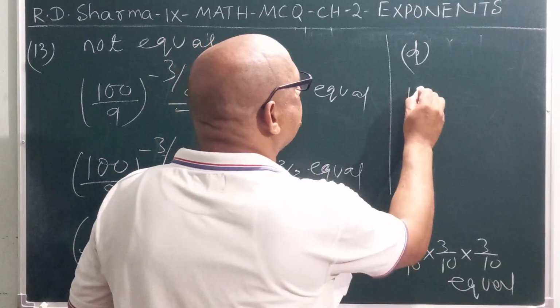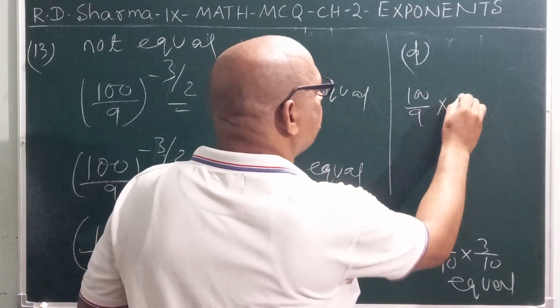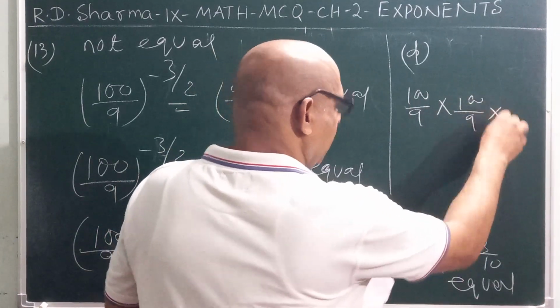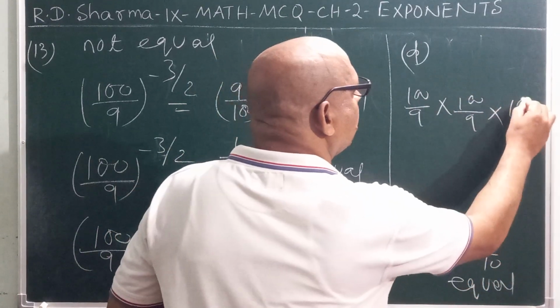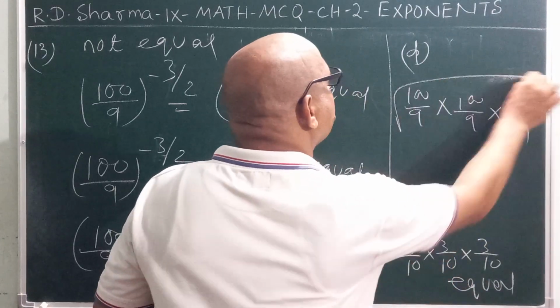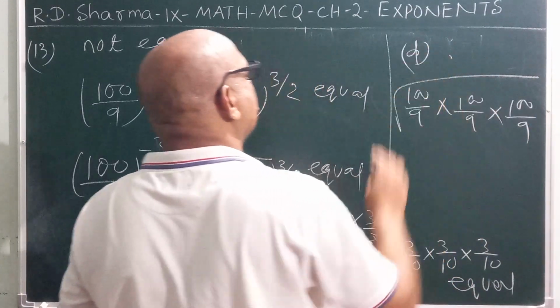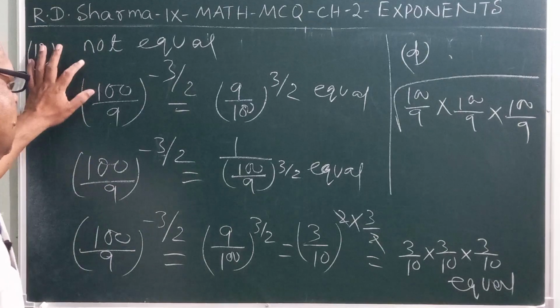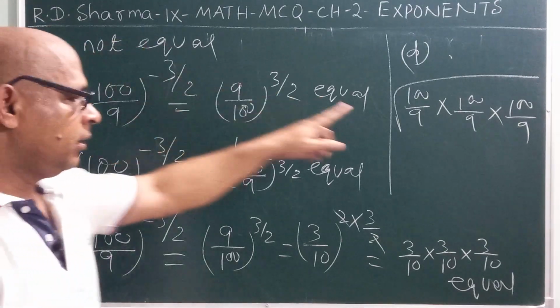100 by 9. It is the answer. The question is which is not equal. It is not equal.